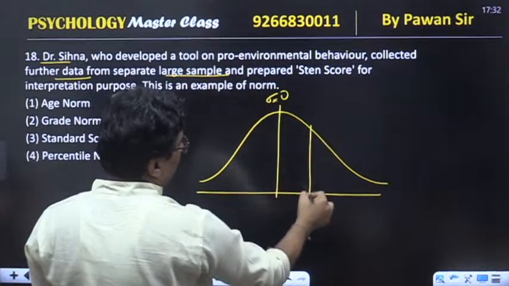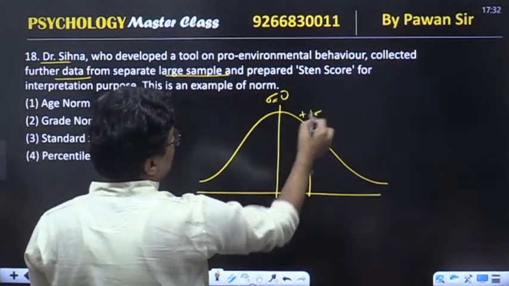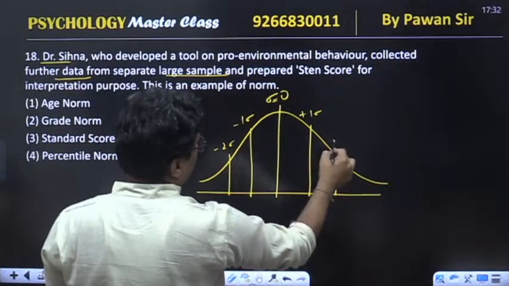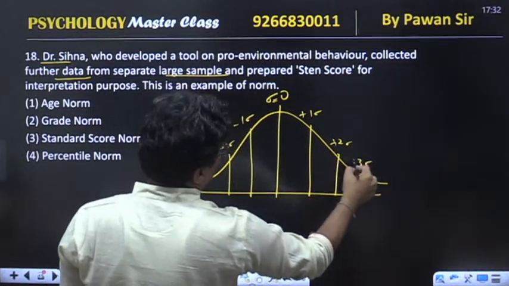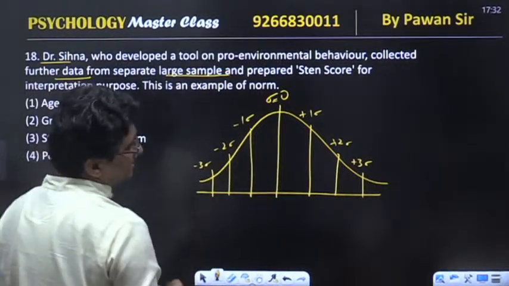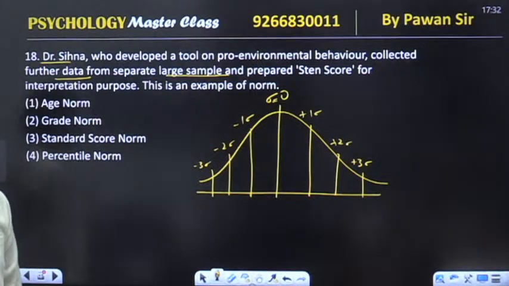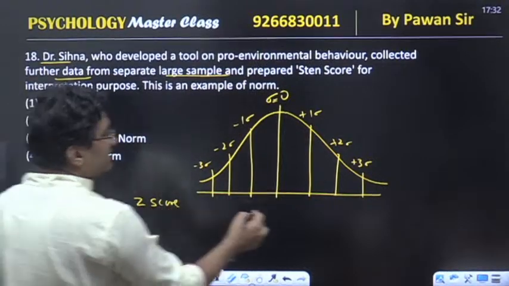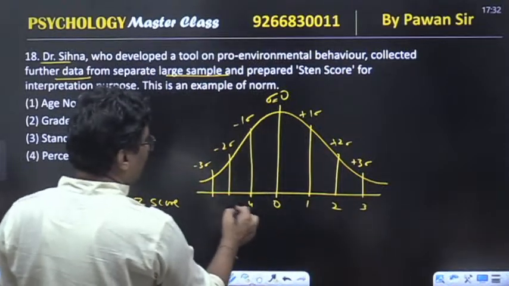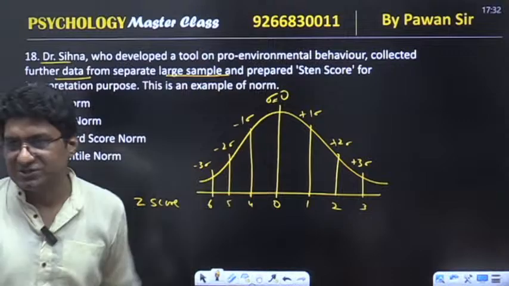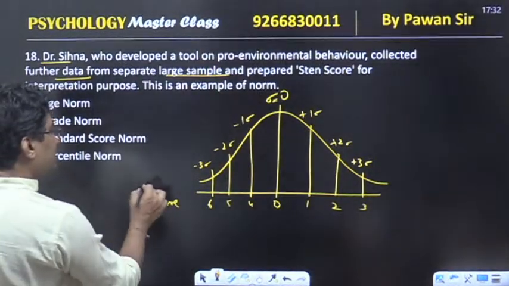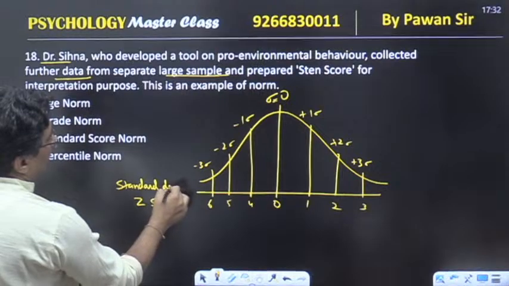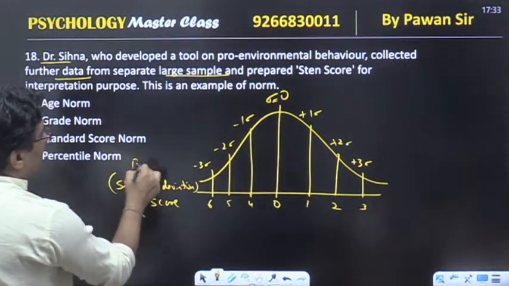When we prepare a sample and have the Z score for it, sigma is equal to 0, then plus 1 sigma, minus 1 sigma, minus 2 sigma, plus 2 sigma, plus 3 sigma, minus 3 sigma. So these are the Z scores. Whenever we are talking about the Z score, we will see 0, 1, 2, 3, 4, 5, 6, and that will give us the standard deviation. And we will call it a bell curve.